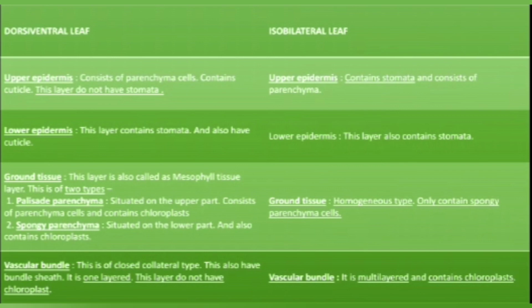The vascular bundle of the dorsiventral leaf is closed collateral type, and this also has a bundle sheath. It is one layered, and this layer does not have any chloroplast. But the vascular bundle of the isobilateral leaf is multilayered and contains chloroplast.